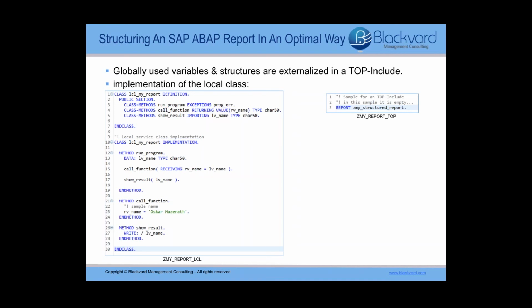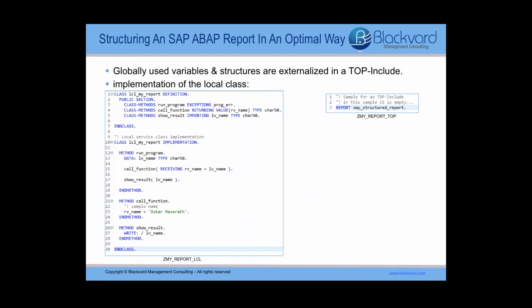Line 1 till 7 in this example contains the definition part, and line 10 till 30 contains the implementation. That's quite simple. The definition contains all previously named 3 methods: run program, call function, and show result. And down there we do the implementation starting in line 10 with just a simple run program. We have a call function, and we have a show result. We just do something sophisticated like printing a name.